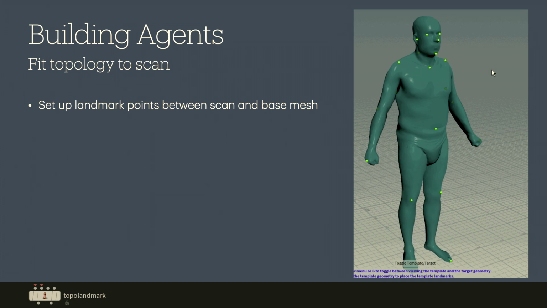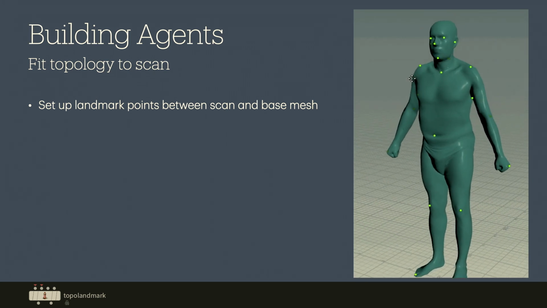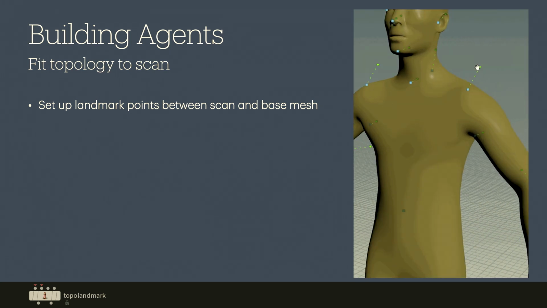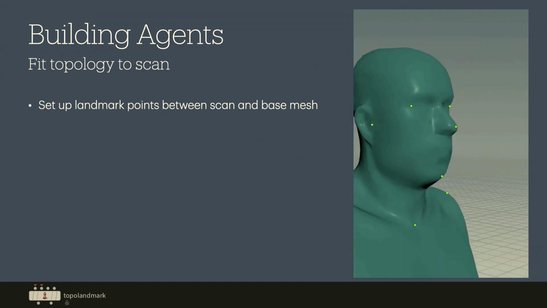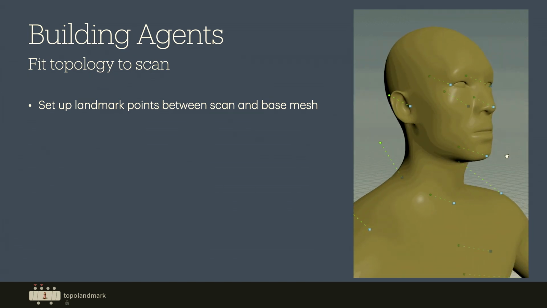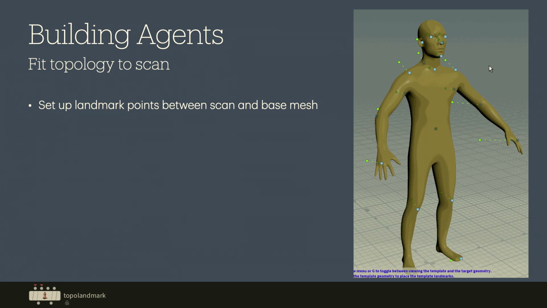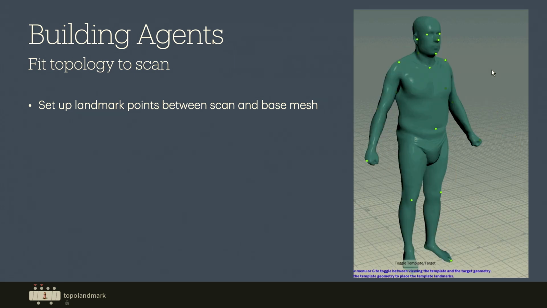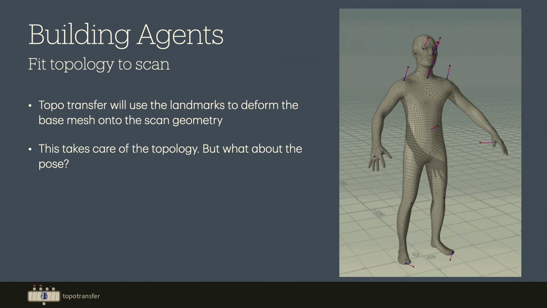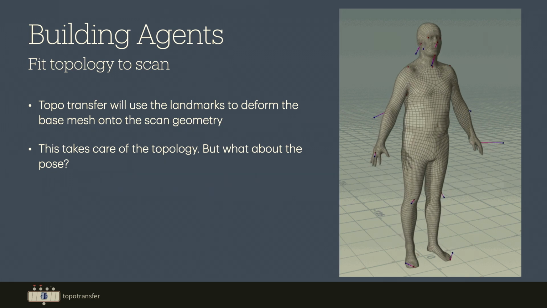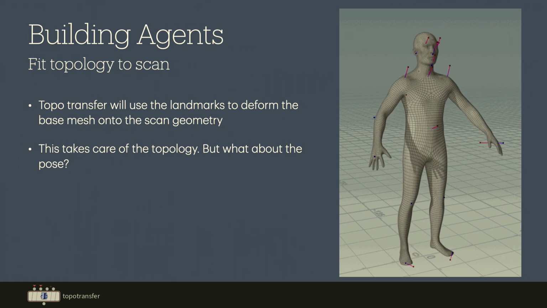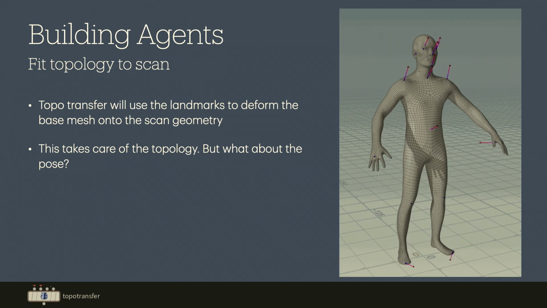The basic topo transfer workflow is to set up some landmark points that correspond to both meshes. You don't have to go very dense unless you have problem areas. The face generally requires more landmark points to ensure that things go where you need them to go. Once that's done, you run the topo transfer SOP. If all goes well, you have your base mesh wrapped around the scan. From there, you can branch out and bake out texture maps.